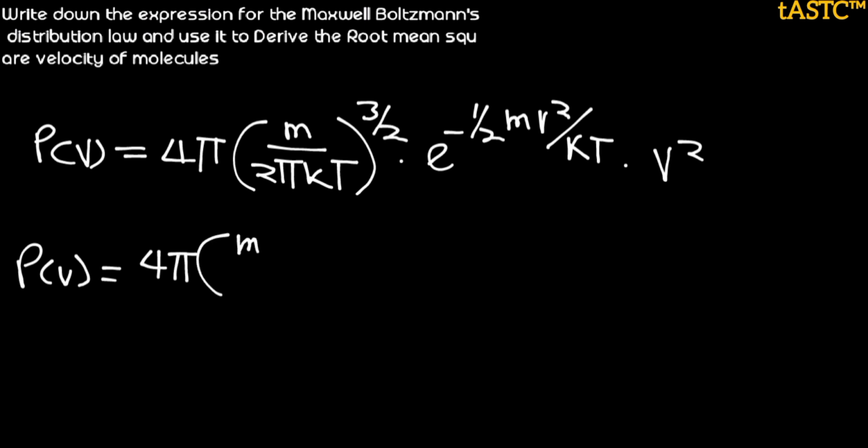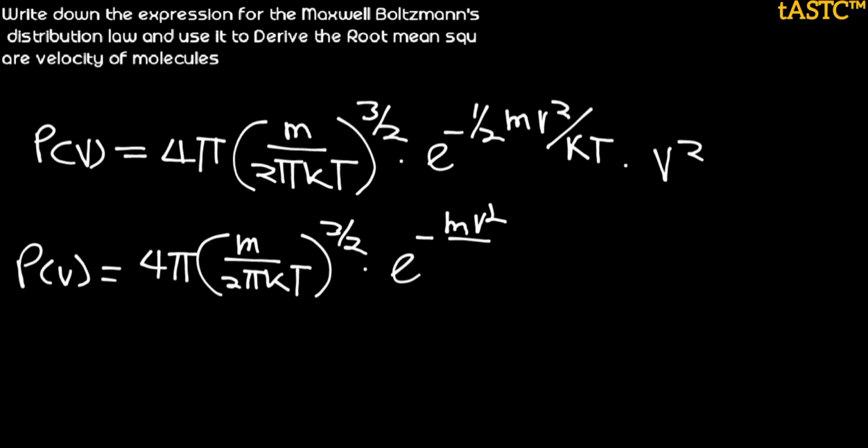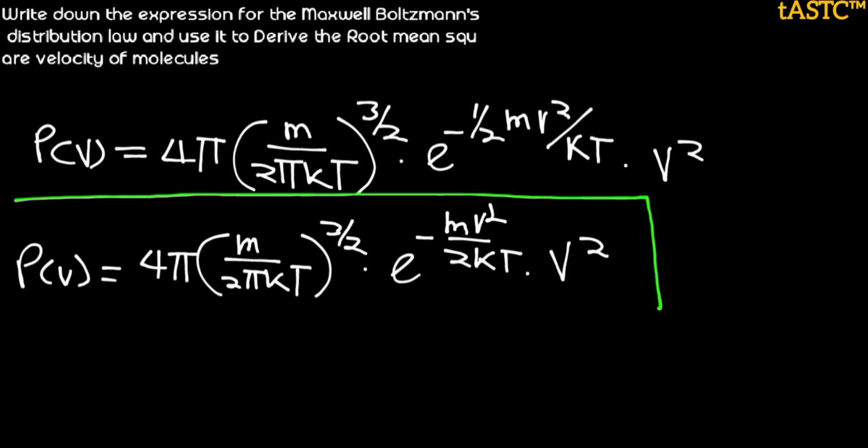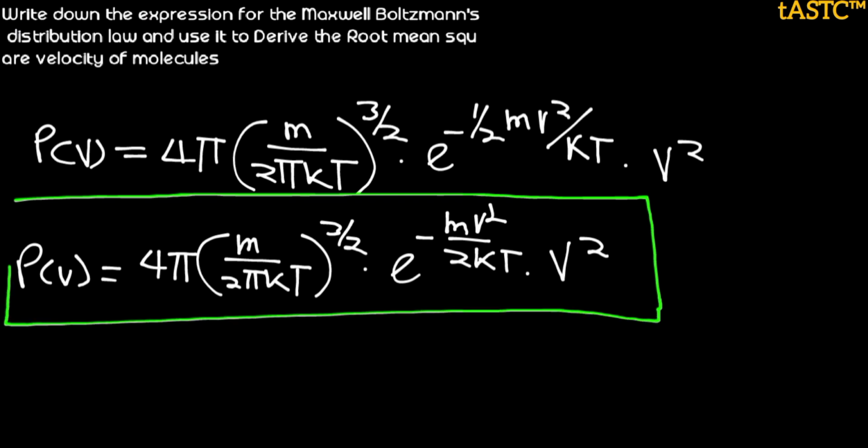Here we're going to have m divided by 2 pi kT raised to the power of 3/2. This is e to the negative mv squared divided by 2kT. This is multiplied by v squared. So this is basically the probability density, or the Maxwell Boltzmann expression or equation, for the speeds of molecules of gases, as you might want to have it.